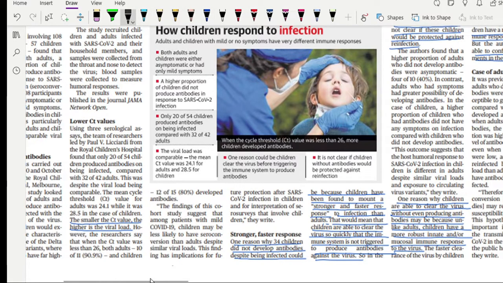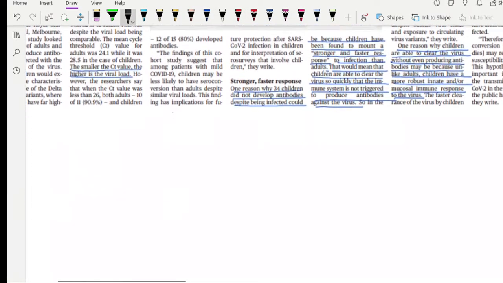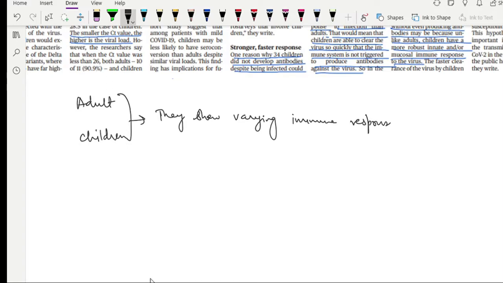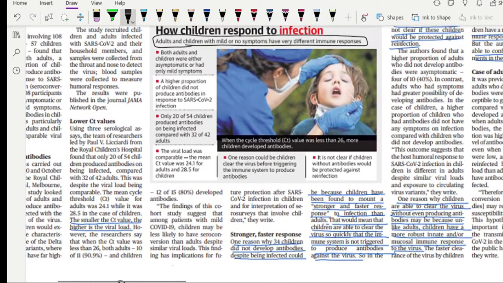See, adults and children with mild or no symptoms have a very different nature of immune system. Means the immune responses of adults and children are different here. Adults and children, they show varying immune responses. Okay, you understand it now? Now how it happens, let's see. First, see why it happens.